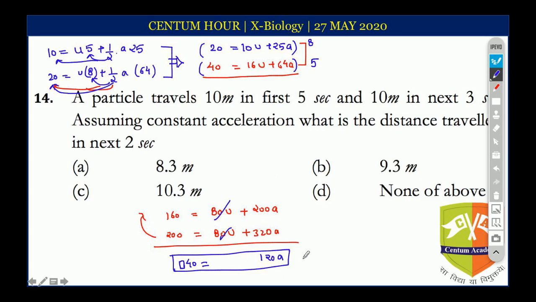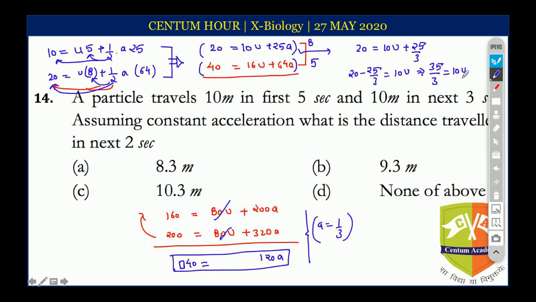So from here, you got a equal to 1 by 3. Using this value in any of the equations, I'll go by this one. Then 20 is equal to 10u plus 25 by 3. You will get the value of u. 20 minus 25 by 3 is equal to 10u gives you 60 minus 25, that is 35 by 3 is equal to 10u. From here, you got u equal to 7 by 6.